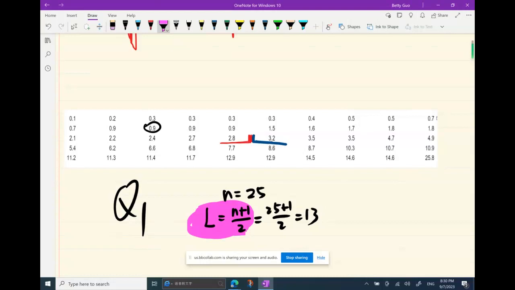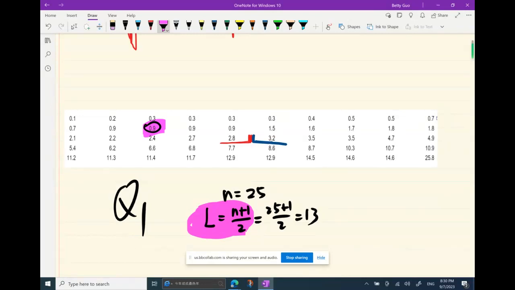So the lower half has 25 values, right? 25 is odd, so we would have one value in the middle. Think about 25 values. The value is going to be in the middle. There are going to be 12 values below and 12 values above. So it has to be this 20.9. Has to be this one. Okay, yeah, that makes sense.